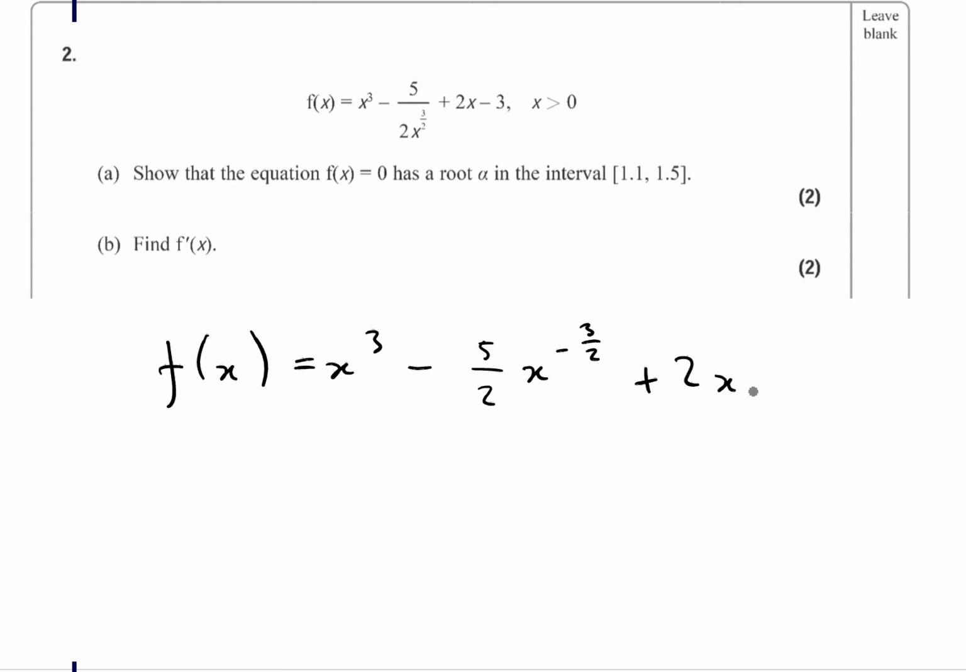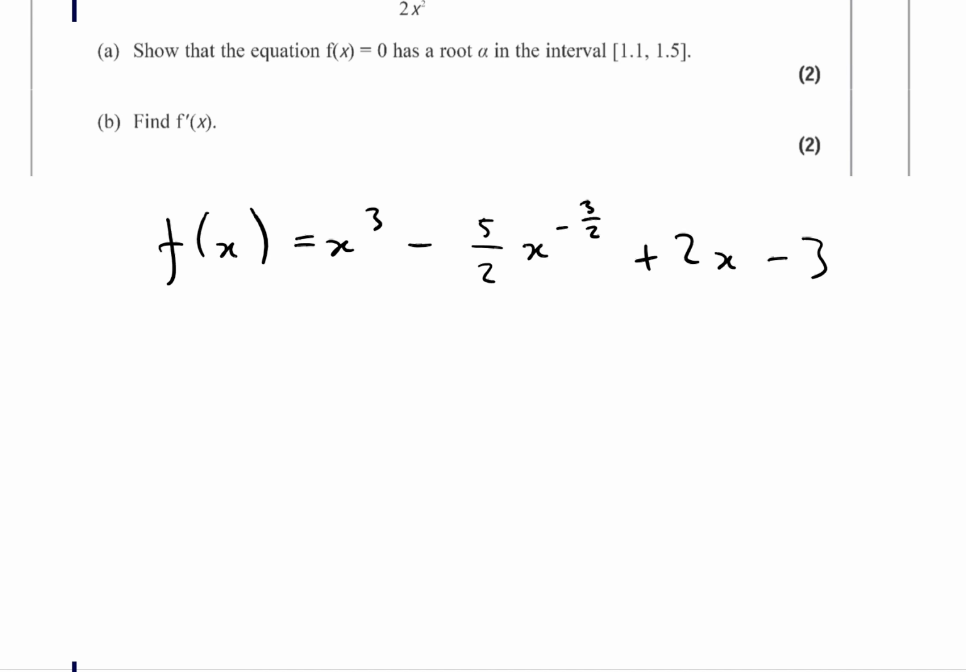The 2x, you can differentiate that, that's fine. And the 3, you can differentiate that, that's fine. Now it's in a form we can differentiate. So f dash x is equal to, remember, whenever you differentiate, take the power, bring it down, and reduce the power by 1. So x cubed is going to go to 3x squared. And then it's minus times negative 3 over 2, so the negative, negative becomes a plus: 3 over 2 times 5 over 2.